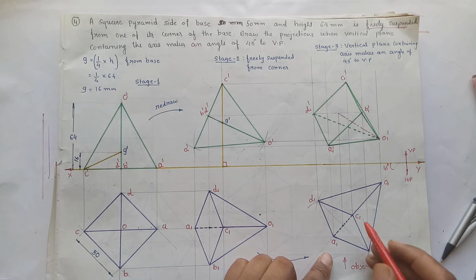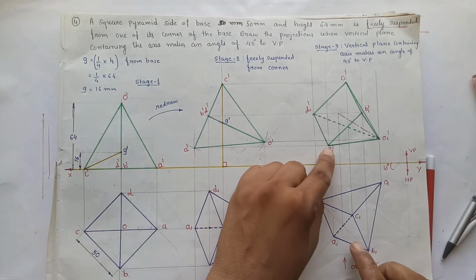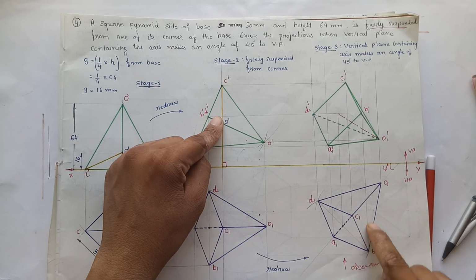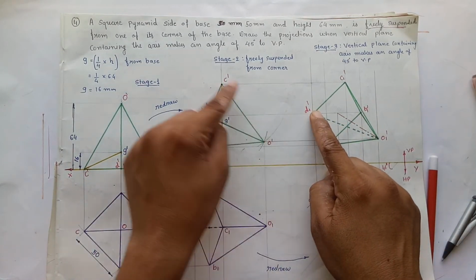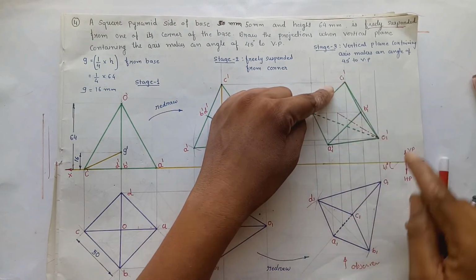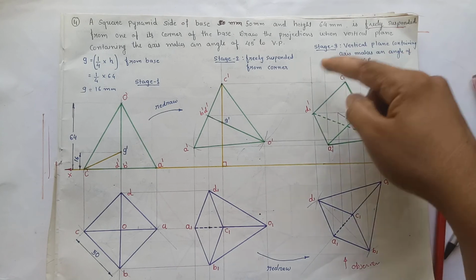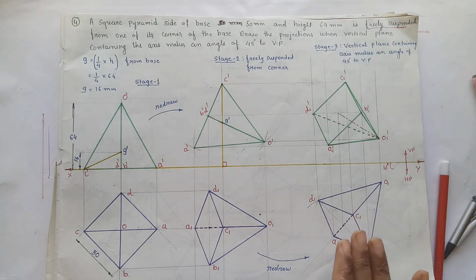Here again we have taken that the base is nearer to the observer, and if the base is nearer to the observer, in the elevation the base is going to be visible. So now first of all take the projection A, B and D, that means B over here and D over here, then C, then O. First of all the base is going to be visible. To draw the base A, B, C, D is going to be visible because it is nearer to the observer.